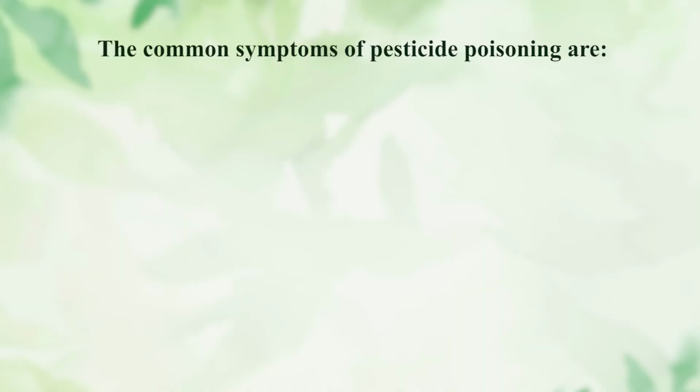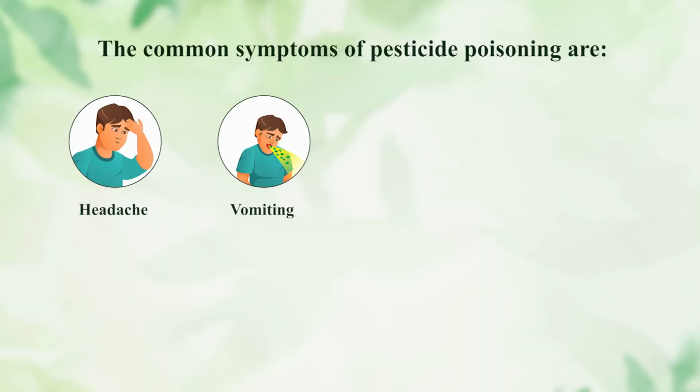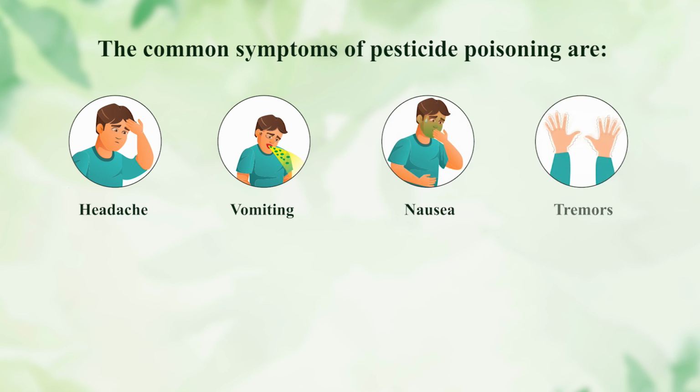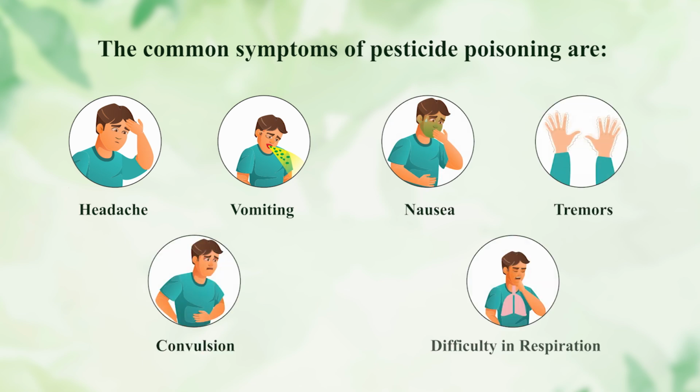Chemical poisoning may result from continuous contact, absorption of a chemical through the skin, inhalation of toxic vapor, or swallowing a chemical directly during handling or applying. The common symptoms of pesticide poisoning are headache, vomiting, nausea, tremors, convulsion, difficulty in respiration, etc. A first aid kit with necessary antidotes should be available at the worksite for all types of poisoning.